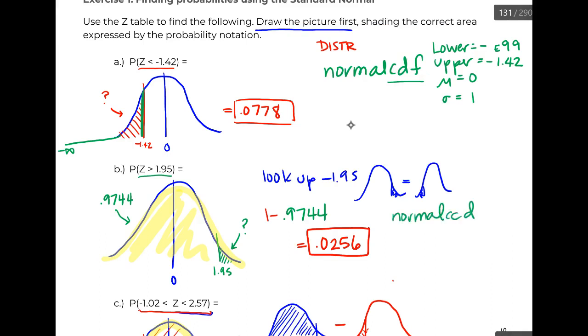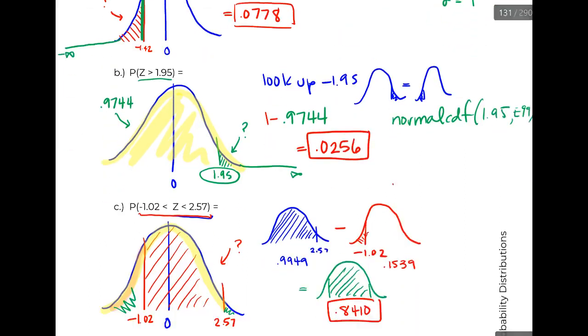So just to write down what the shortcuts would be for the next two. For the next one, normal CDF, the lowest thing we care about is the 1.95. And then we'd go off forever and ever towards positive infinity. So we'll do a positive E99 or a bunch of nines.